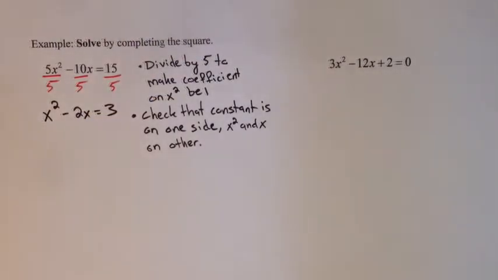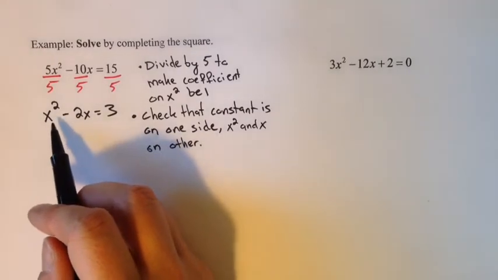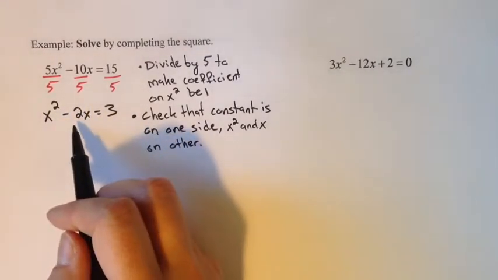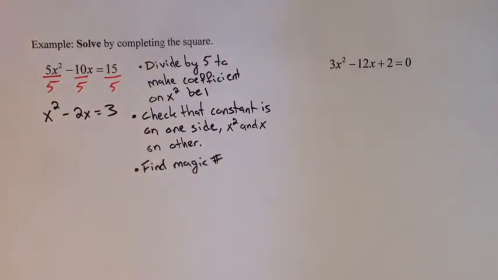My second step is to make sure that the constant is on one side by itself, while the x squared and the minus 2x are on the other side. And sure enough, that's true this time. The x squared and the x term are by themselves over here, while the constant is on the other side away from them. Now we find the magic number.